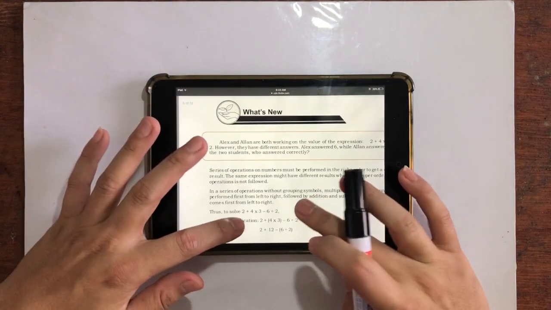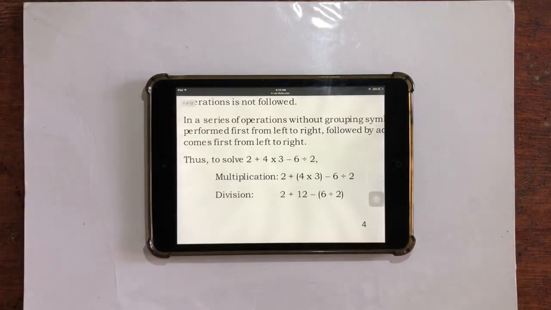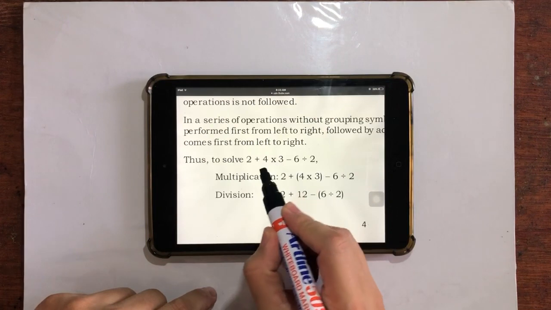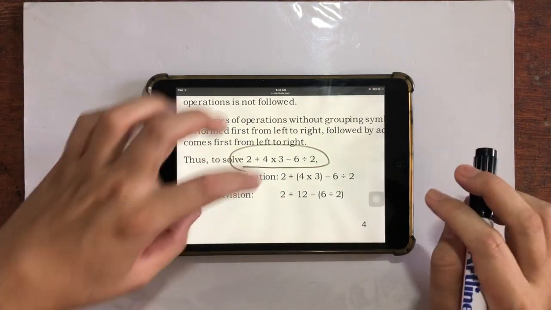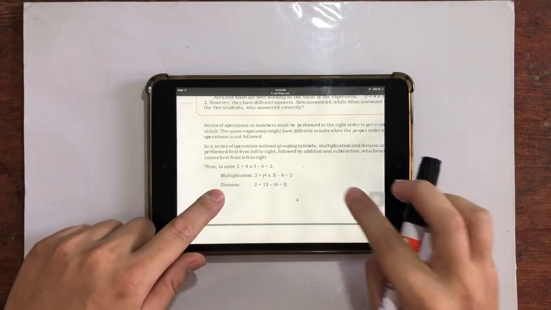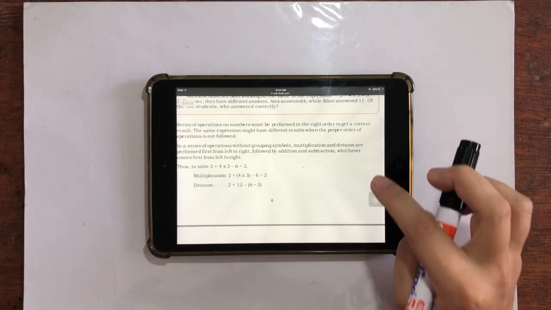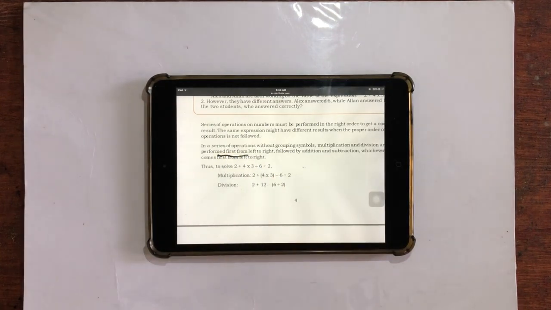So, that means we have an equation to solve. Okay? So, this is what we will solve. 2 plus 4 times 3 minus 6 divided by 2. Sorry for that. Okay. So, there is a rule we should follow. It says, in a series of operations without grouping symbols, multiplication and division are performed first from left to right, followed by addition and subtraction, whichever comes first from left to right.